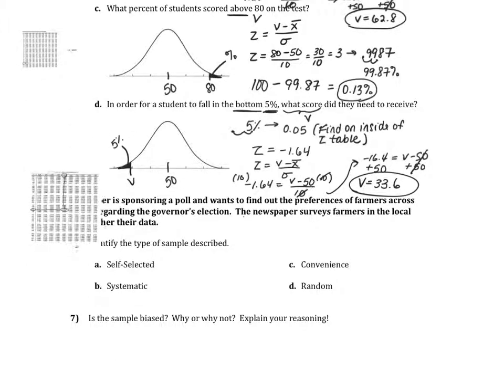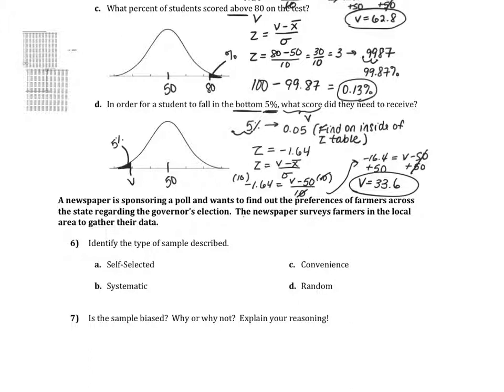You get these off to the side. First type is going to give you a situation and you have to decide on the type of sampling that's occurring. So this one says a newspaper is sponsoring a poll and wants to find out the preferences of farmers across the state regarding the governor's election. Keep in mind, a couple keywords here. They're looking to figure out preferences across the state. But the newspaper surveys farmers in the local area. So identify the type of sample. Something you could think about is if you wanted to sample the whole school, but instead you just decide to sample the kids in your first hour.